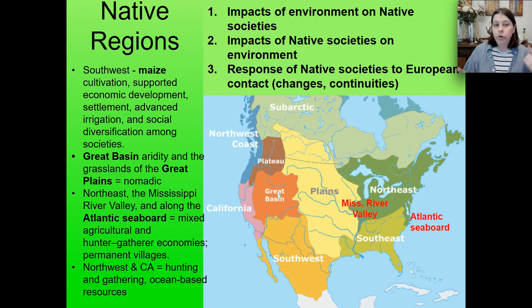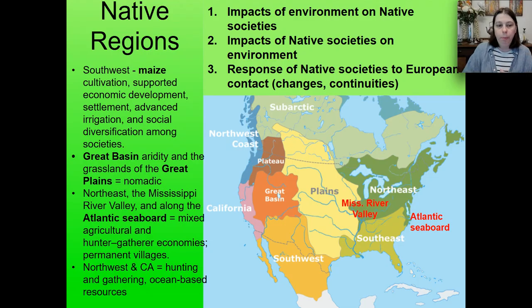environments, but also how they in turn impacted the environment. So things that they did that impacted or changed the environment. Some examples are things like terrace farming, which was common in Mesoamerica. They would cut steps into the side of mountain slopes to be able to grow crops. So that's literally reshaping the land.